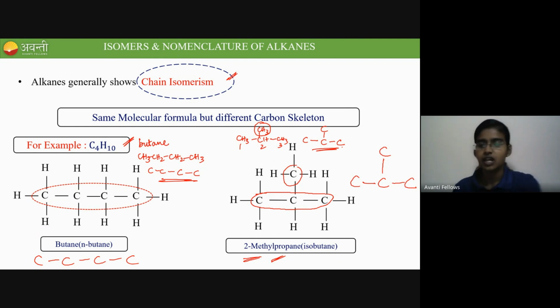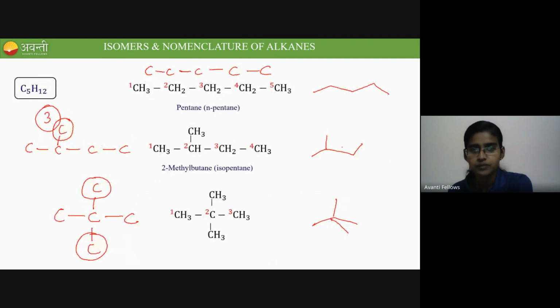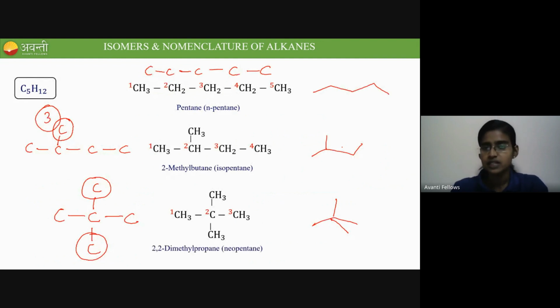And with the same example, I gave one more, the pentane example also, right? C5H12. For C5H12, 3 different isomers were possible. One is the straight chain, in the second compound we have 1 branch, and in the third compound we have 2 branches, 2-methyl. So they are the isomers.